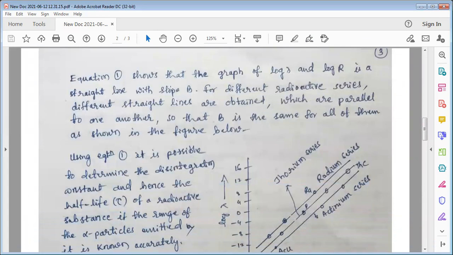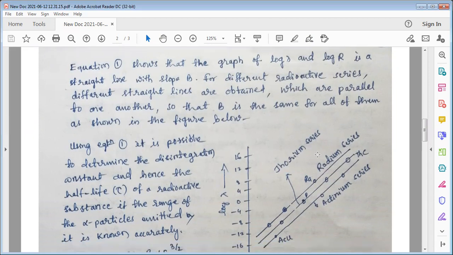So equation 1 shows that if you plot a graph of log lambda versus log r, it's a straight line with the slope b. So this is a graph, and for different radioactive series, different straight lines are obtained, which are parallel to one another, so that the slope b is the same for all of them, as shown in the diagram below.